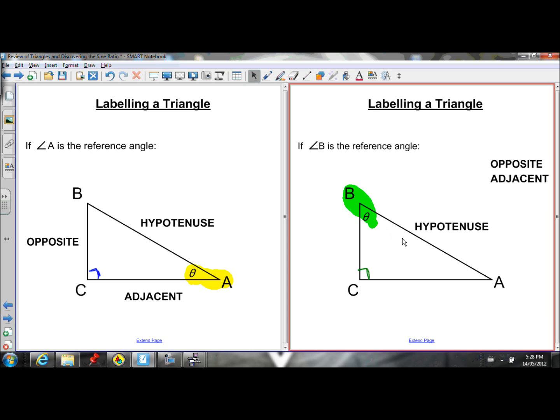But what's going to change now is the side opposite to angle B. If we go across the triangle, opposite to angle B is right here. So AC is now the opposite. And the side beside angle B, right adjacent to it, would be side BC. So that's how we label a triangle. We label its opposite, adjacent, and hypotenuse, and it all depends on where our reference angle is. Our reference angle is always going to be one of the two non-90-degree angles.